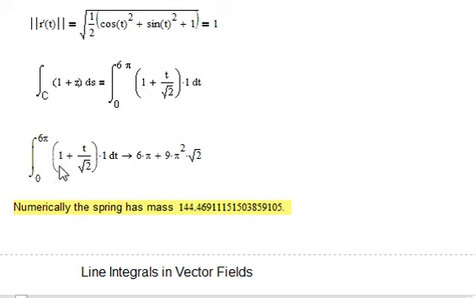So integrating 1, you get t. Integrating t over the square root of 2, you get t squared over 2 square roots of 2. And t goes from 0 to 6 pi. When you put in 0, you just get 0 everywhere. When you put in 6 pi, you get 6 pi, and then plus, this is t squared over 2 square roots of 2, so you wind up with 36 pi squared over 2 square roots of 2, and that simplifies to 9 square roots of 2 pi squared. And numerically, that's the value you get for that. Wow.